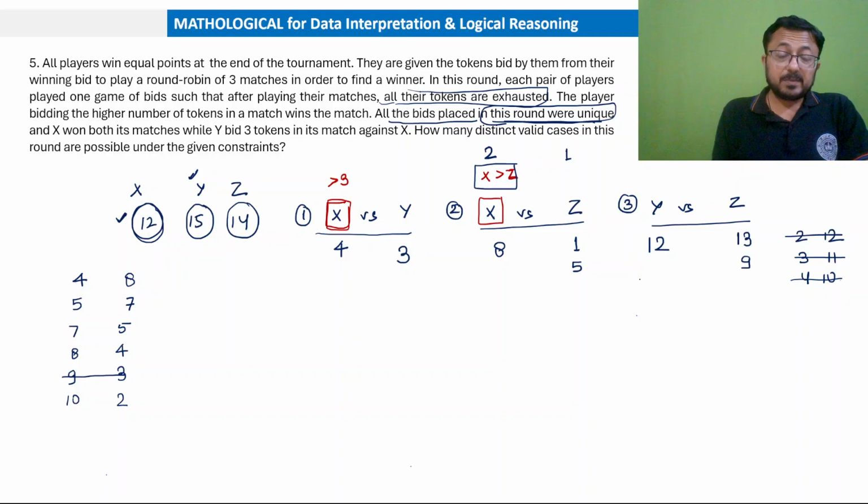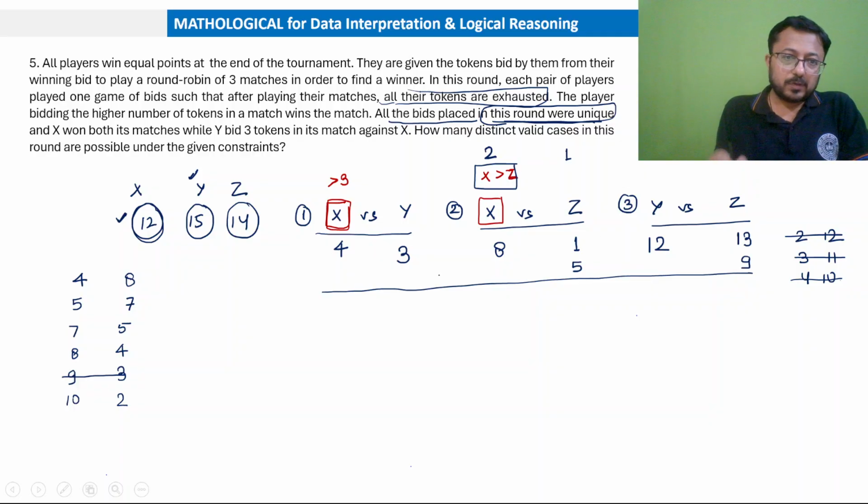Now 6 and 8 भी possible नहीं होगा because 8 tokens have been bid by x also. 7 and 7 equal हो जाएगा, so that is also not possible. And z cannot bid more than 7 because x has won this round. So only 2 cases are possible in the first scenario, if x has bid 4 tokens in his game versus y. So 2 cases possible हो गए यहाँ पे.